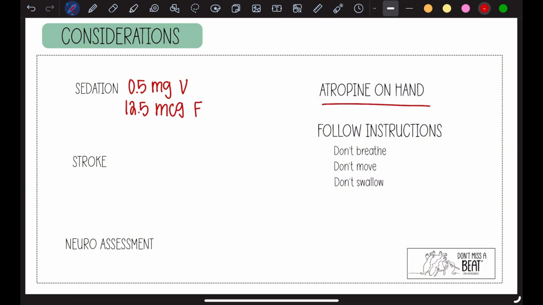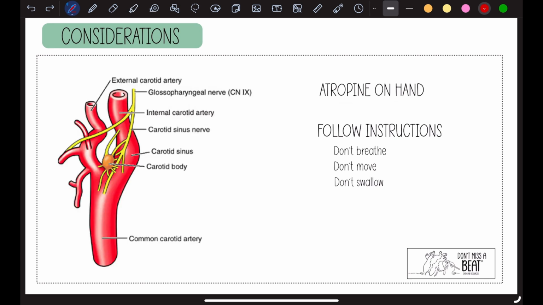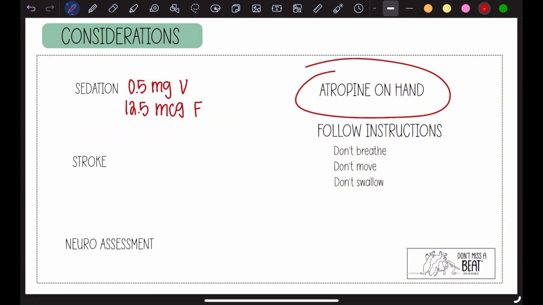Atropine on hand. This is mostly for interventions because you do have the carotid sinus, carotid bulb there. And if we put pressure against it, you can get a vasovagal reaction. So that's actually expected when we're intervening on the carotid, when we're ballooning and stenting there. So we usually have atropine out and ready just in case we get that reaction.